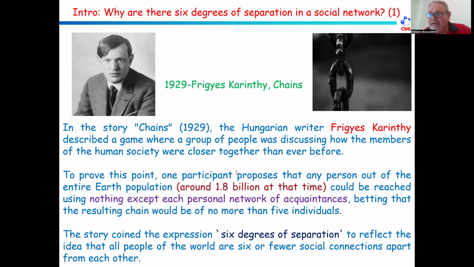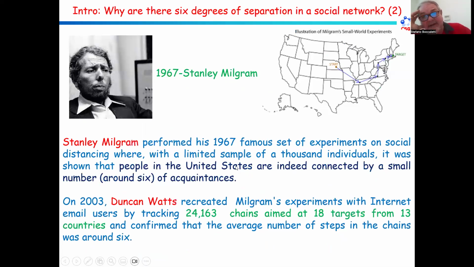And then it started to interest science because in 1967, the first experiment on social distancing was made by Stanley Milgram. What Milgram did, he took 1,000 farmers in Nebraska, a central state of the United States, and gave each of them the goal of reaching a broker in Boston. So there was no chance that a farmer in Nebraska could know the broker in Boston directly. So what Milgram asked them to do is to write a letter to one of their friends whom they suppose is closer to the target.